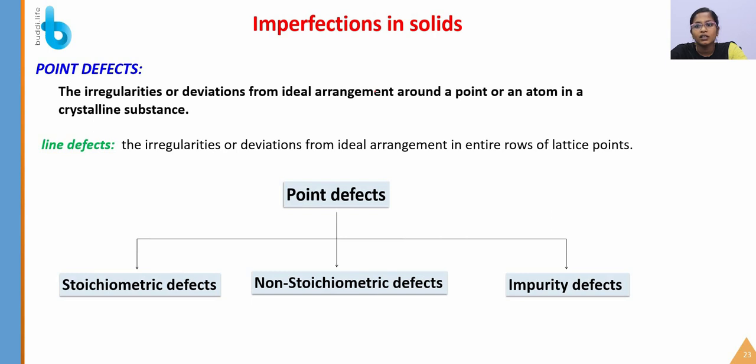Whereas in a line defect, there are irregularities or deviation from the ideal arrangement in an entire row. Okay, it is going to be the deviation in the entire first layer or second layer, like that, in the entire row. So the main thing here is the point defects. Okay, so point defects are further classified into 3 types: stoichiometric defects, non-stoichiometric defects, and impurity defects. So we are going to see individually about these 3 things.